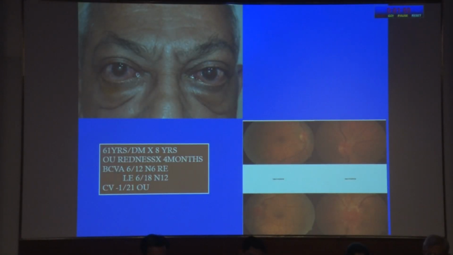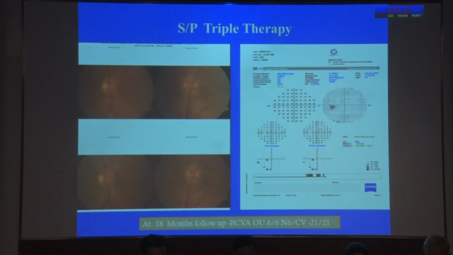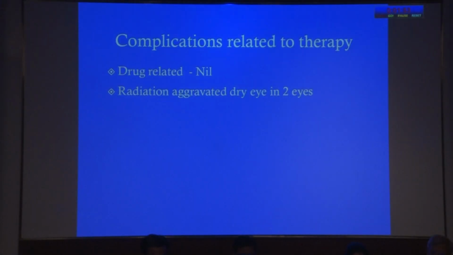This is another patient, 61 years, again bilateral compressive optic neuropathy with inferior altitudinal field defect, and after triple therapy fields were improved and vision and color vision also regained.